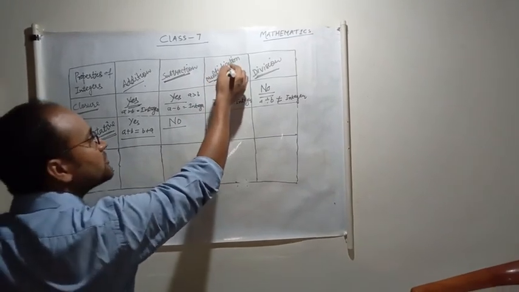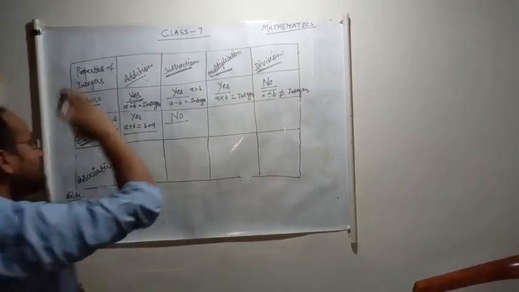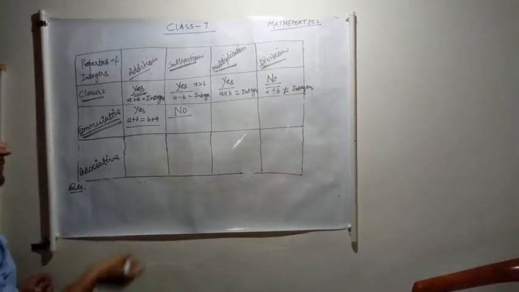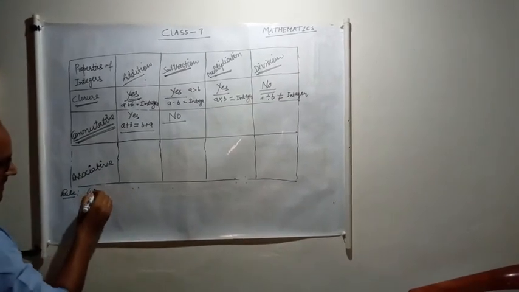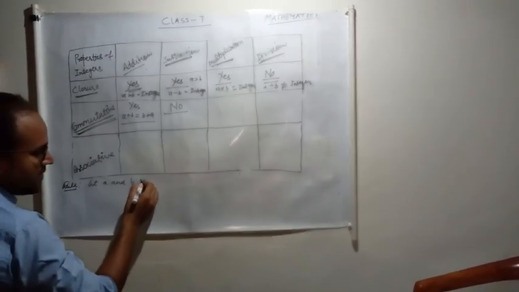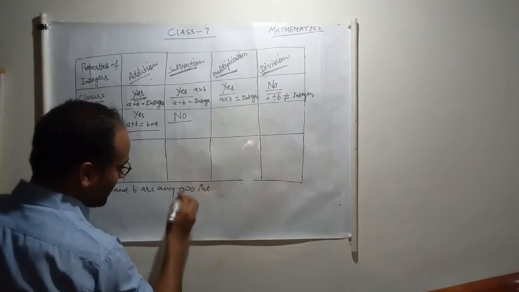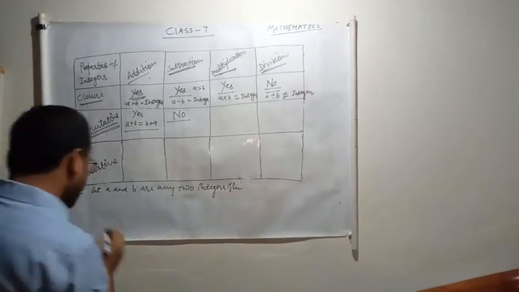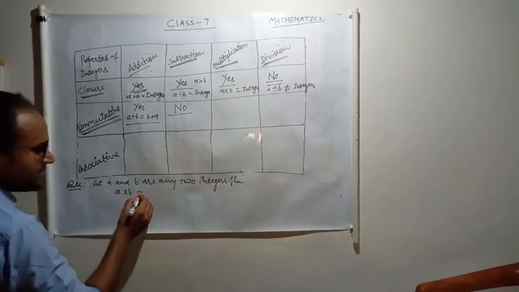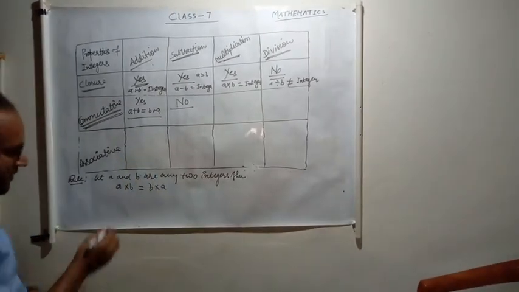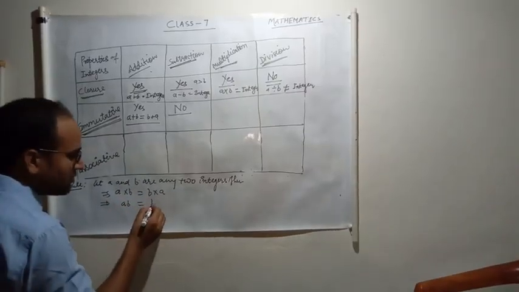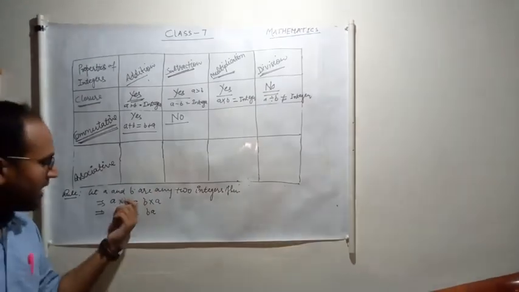Next we are going to see the operation multiplication. Will multiplication hold for commutative? We are going to see this with an example. The rule is: let A and B be any two integers, then if A multiplied by B is equal to B multiplied by A. Simply, in some books it is written that AB is equal to BA also, meaning A multiplied by B and B multiplied by A.